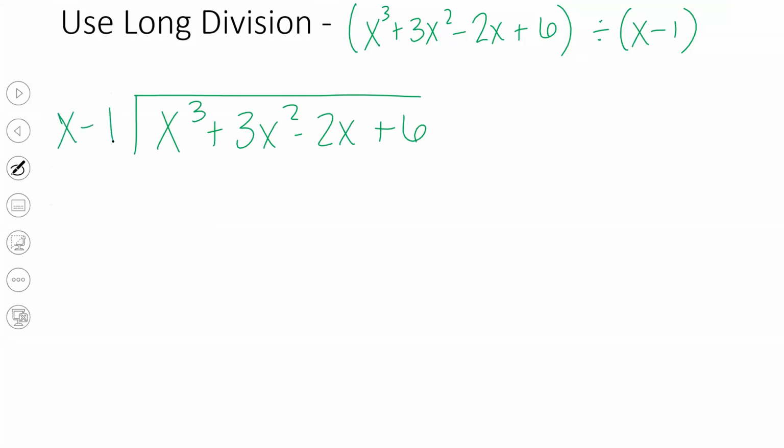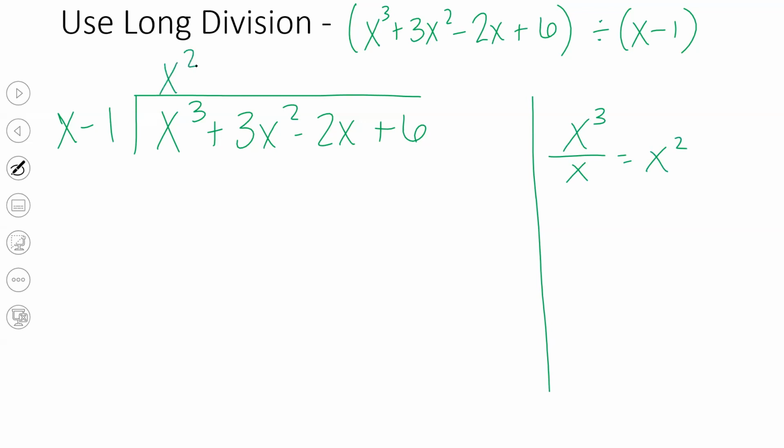And if you need your scratch pad, then make a line so it stays nice and neat. Okay? First thing I have is x cubed. What am I dividing by in this problem? Just the x. There's nothing in front of it. What is x cubed divided by x? x squared. Where does x squared go? On the top, x squared.